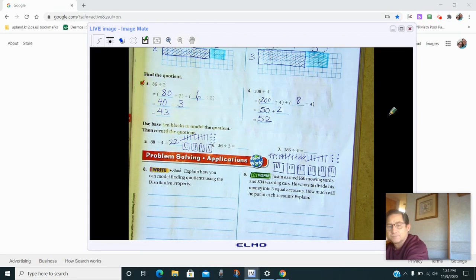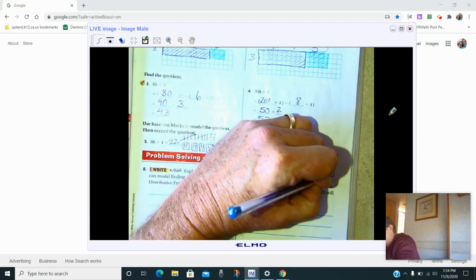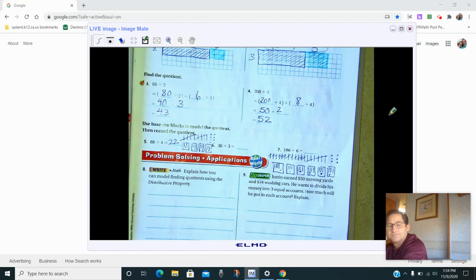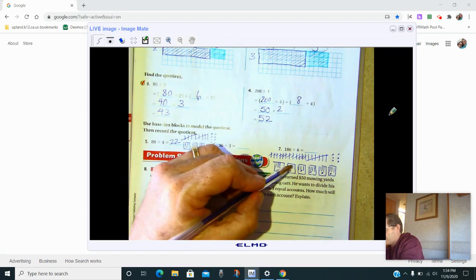Well, I have 6 groups, so 1 into each group. So I have 10, 20, 30, 31. I have 31 in each group.